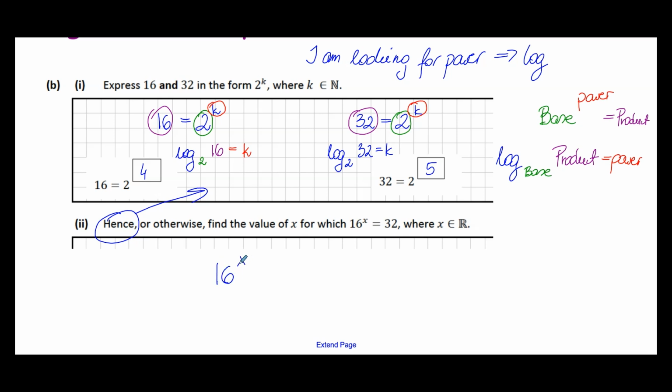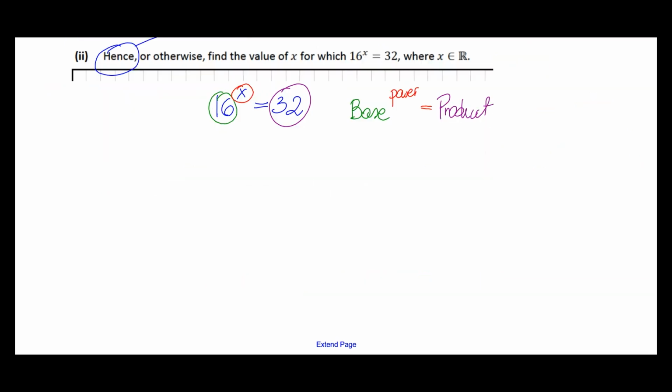And here they put that whole equation together. However, we can again use that shortcut, isn't it? Because 16 is what? Base. X here, that's my power. And the outcome of that is the product. I know the base, I know the product, I am looking for what? Power. So I'm going to say I'm looking for power, therefore log of a base of a product, and the outcome of that calculation is the power.